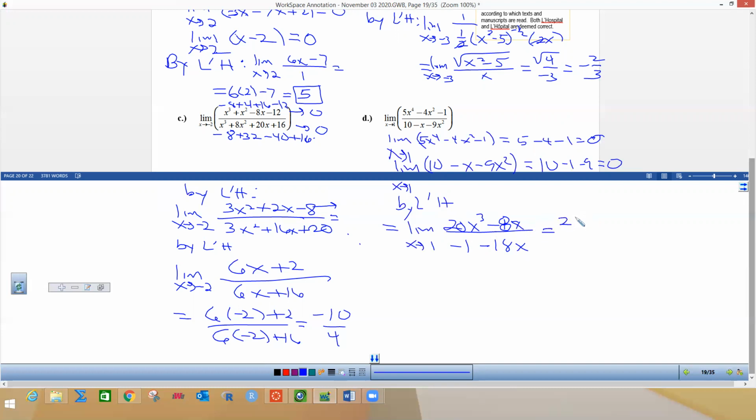So this is 20 times 1 cubed minus 8 times 1 all over negative 1 minus 18 times 1. So let's see, that's going to be 20 minus 8 is 12 over negative 19, and that would be our solution. So that's how L'Hopital gives you a shortcut right there, which is pretty awesome stuff, really.